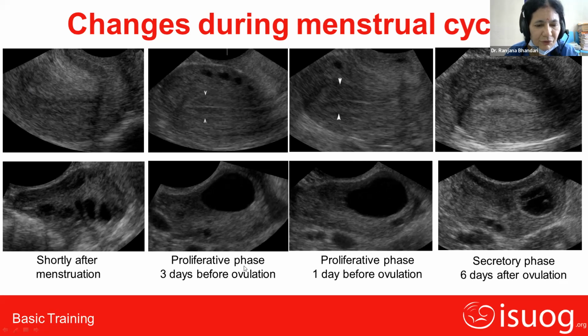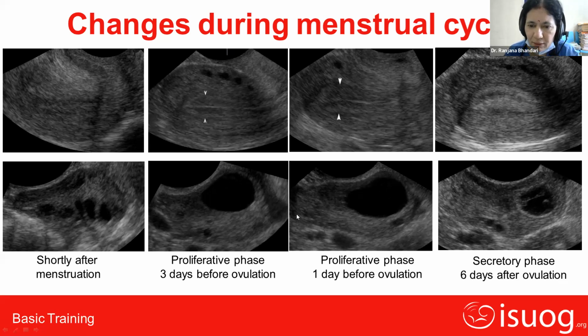Then comes the proliferative phase, that is 3 days before ovulation. See, the follicle has enlarged so much. It has become a dominant follicle at present and has started secreting estradiol. Under the estradiol influence, the functional layer has started increasing, the basal layer remaining constant. See, this is the basal layer, which always remains constant in thickness. It is the functional layer which is shed off and which then regenerates and gives the appearance of the endometrium of the proliferative phase.